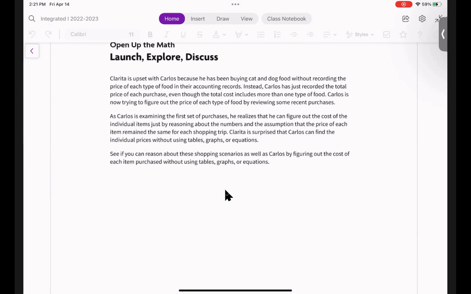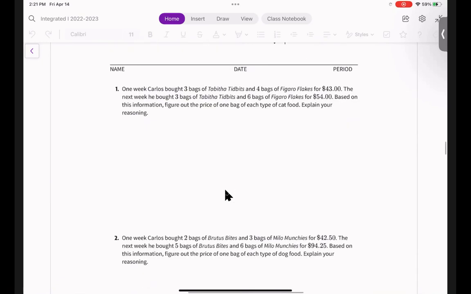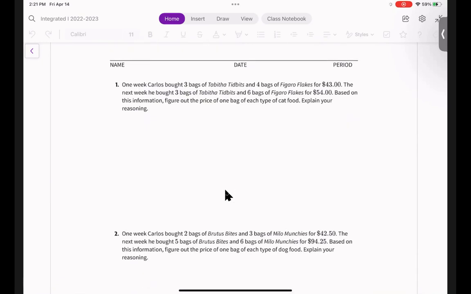Clarita is surprised that Carlos can find the individual prices without using tables, graphs, or equations. See if you can reason about the shopping scenarios as well as Carlos by figuring out the cost of each item purchased without using tables, graphs, or equations. So one week, Carlos bought 3 bags of Tabitha tidbits and 4 bags of Figaro flakes for $43. The next week, he bought 3 bags of Tabitha tidbits and 6 bags of Figaro flakes for $54. Based on this information, figure out the price of 1 bag of each type of cat food.